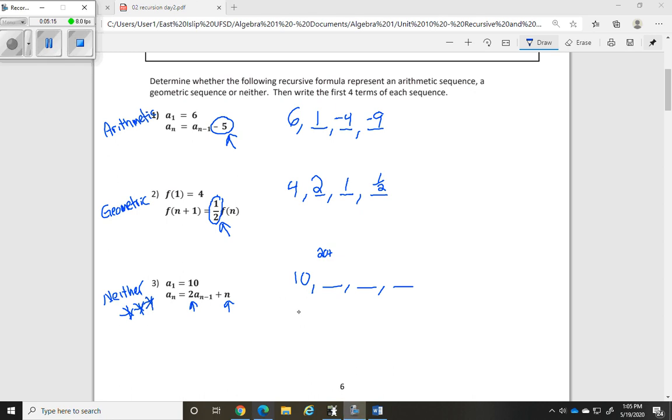So in order to figure out what to add on, I actually have to keep track of my terms. So this is the first term, this is the second term, this is the third term, and this is the fourth term. So that means this is when n is 1, this is when n is 2, this is when n is 3, and this is when n is 4. Something I have to notice in this second part is I'm adding on n. This is what I'm given.